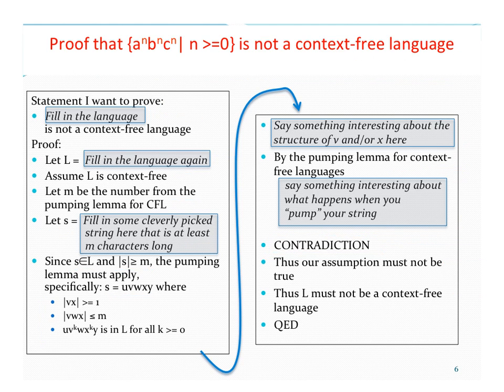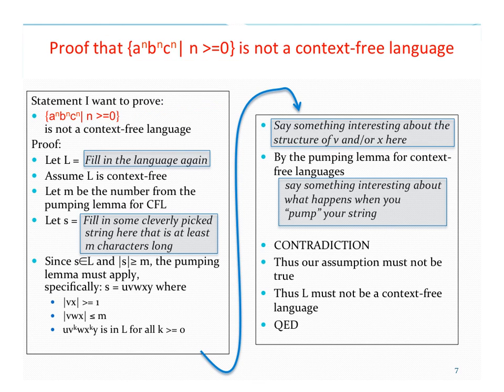So let's suppose that I want to prove that this language here, a to the n, b to the n, c to the n, such that n is greater than or equal to 0, in other words, n is a natural number, is not a context-free language. So the first step is we're going to have to fill in the language here. And that was easy. Statement I want to prove. There's my language. I filled it in. Is not a context-free language. Next step, fill in the language again. Starts out easy, and at least in my class, partial credit for doing some of this stuff, right?